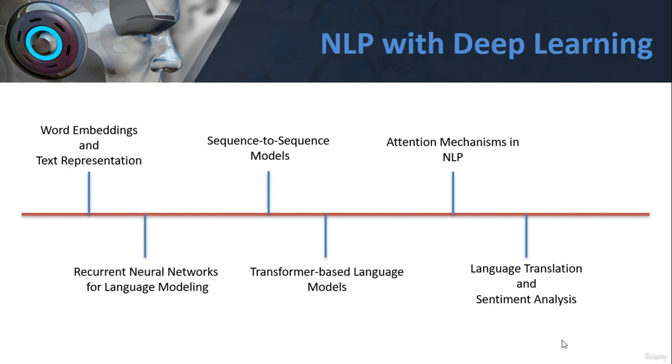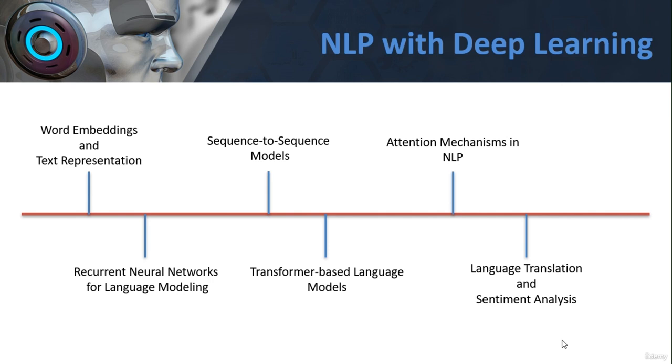Last one, we have language translation and sentiment analysis. Language translation and sentiment analysis are prominent NLP tasks. We examine the application of deep learning models in machine translation, discussing approaches such as encoder-decoder architecture, attention mechanism, and beam search. We also explore sentiment analysis techniques, including sentiment classification and aspect-based sentiment analysis.